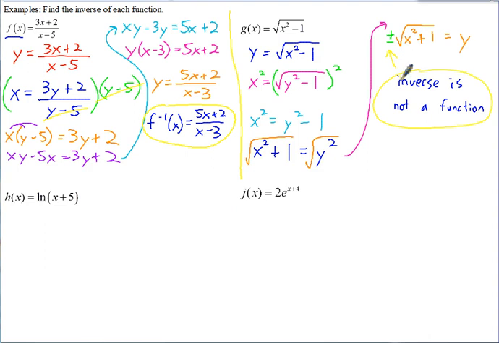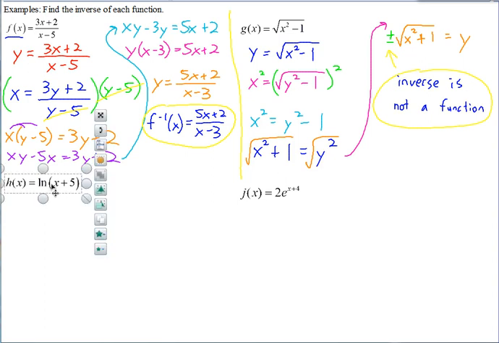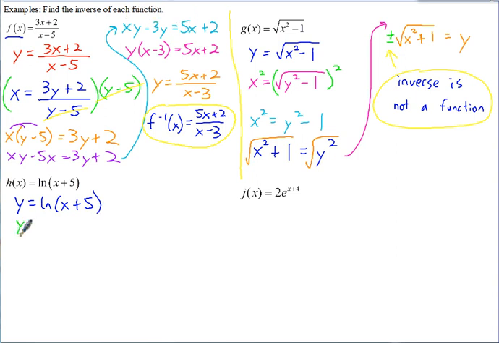All right, let's take a look at a couple more. This one's h of x equals the natural log of x plus 5. So the first thing to remember here is you can replace h of x with a y. And then it's important to remember what natural log is short for. Remember, it's short for log base e. So this is the same as y equals log base e of x plus 5. And then don't forget we have to switch the x's and y's.